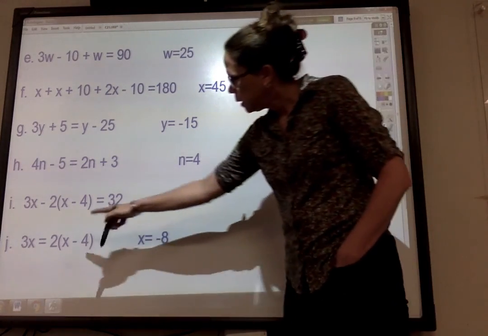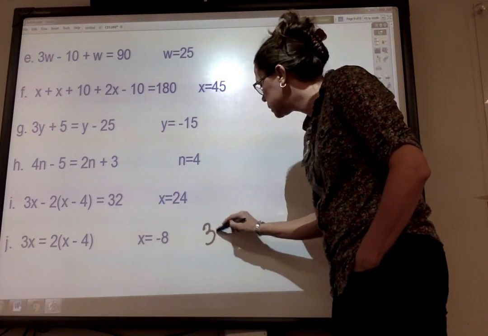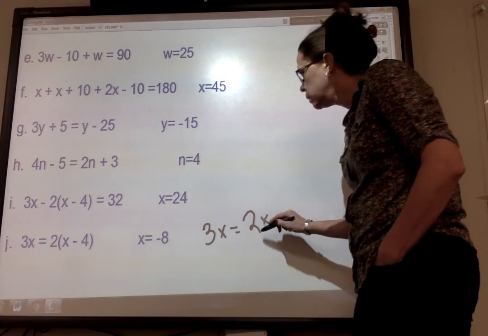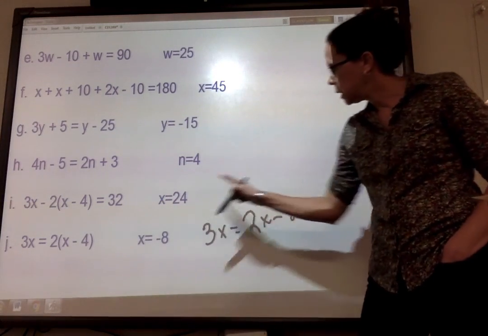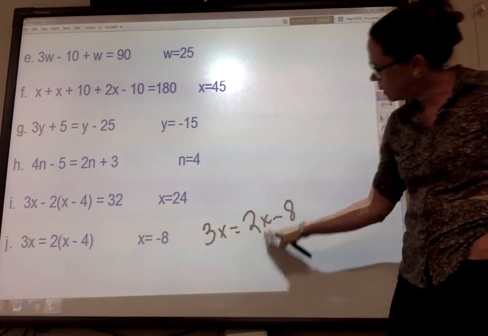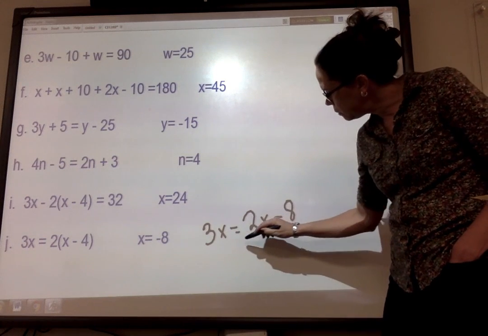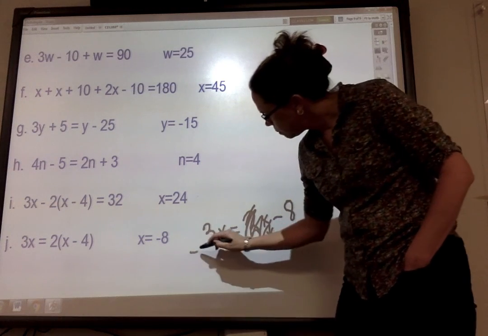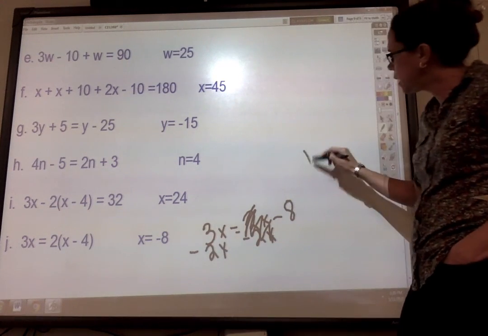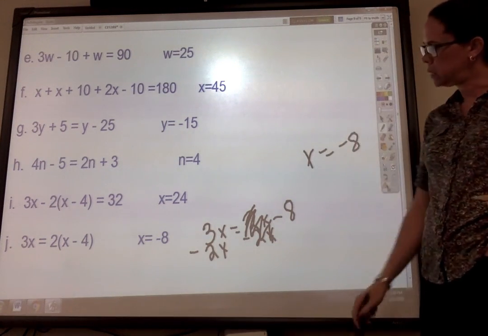Last one. I have a distribution here. 3x is equal to 2 times x minus 4. 2 times x is 2x, and 2 times negative 4 is negative 8. So now I want to get my x's together. This is a positive 2x, so if I subtract 2x, I won't have any more x's over here, but I have to do it to both sides. So now I have x is equal to negative 8.